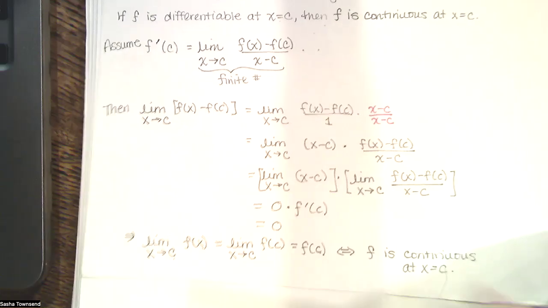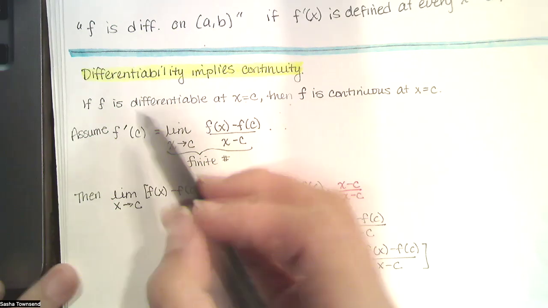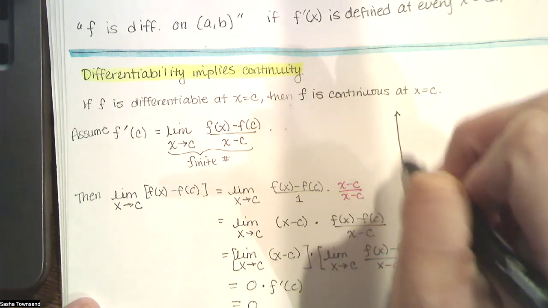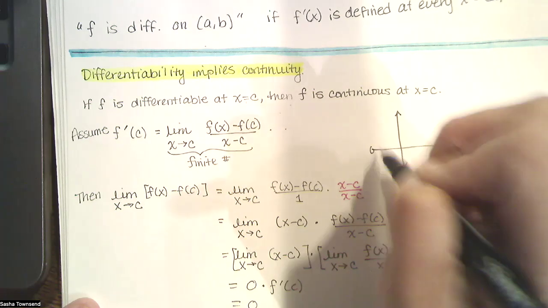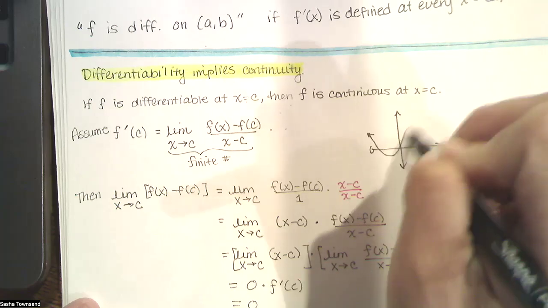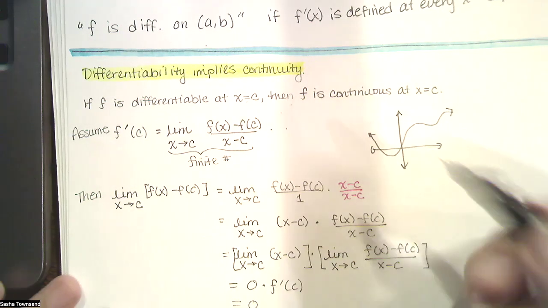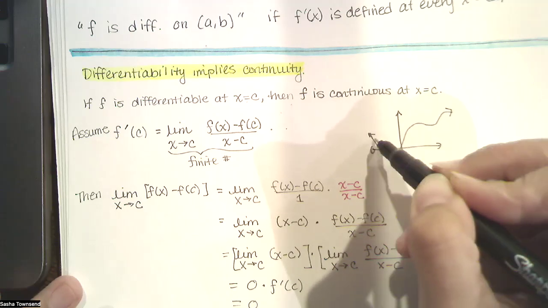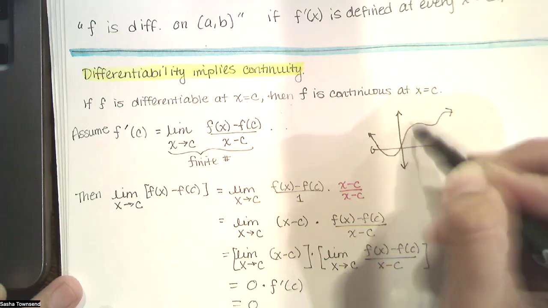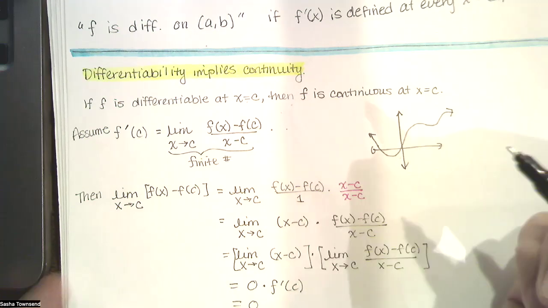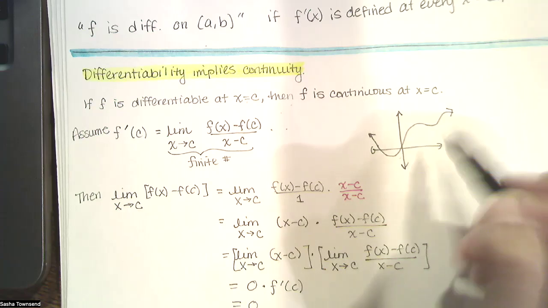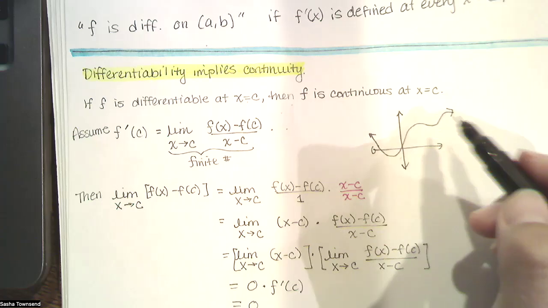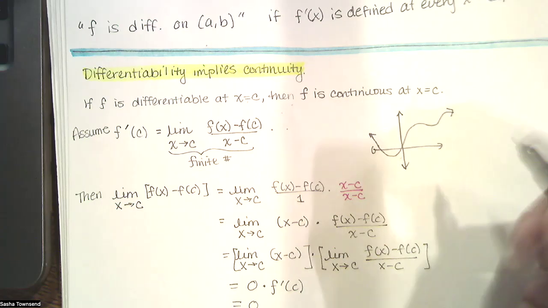Now geometrically, when I think of a function being differentiable, I think of it as having a well-defined tangent line. So when I draw the graph, if the graph is nice and smooth so that I can draw a tangent line anywhere on the curve, if I zoom in at any of these values and I've got a tangent line with a finite slope, then the derivative exists. And if the derivative exists, then we know that the function is continuous.